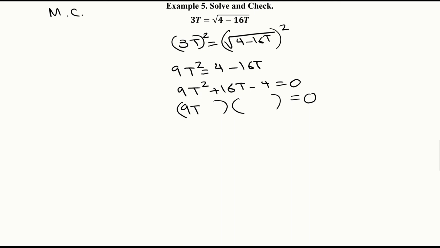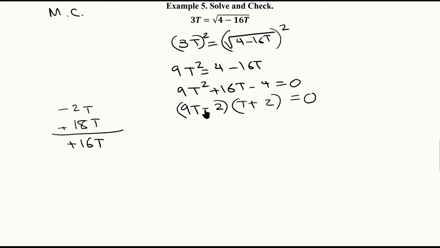So let's try 9t and t, and maybe try 2 and 2. That looks more promising. The inner product is 2t, the outer product is 18t. I can get positive 16t out of that as long as the 18 is positive and the 2 is negative. So that means we want the negative here and the positive here.